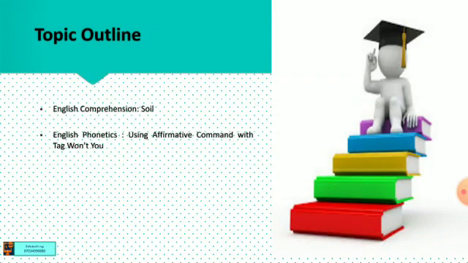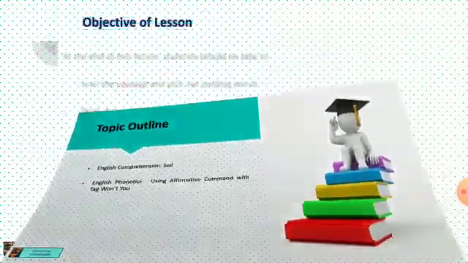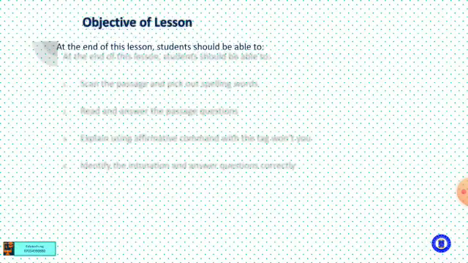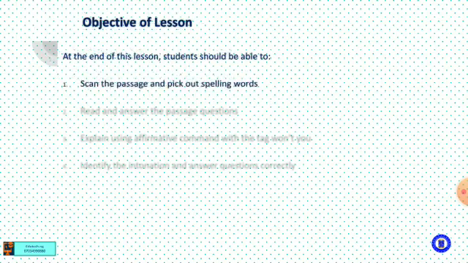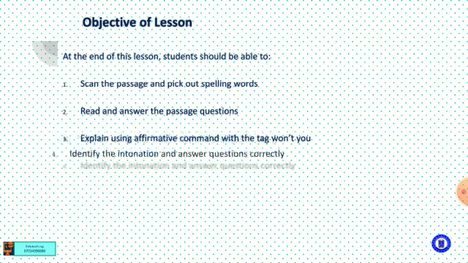On our outline today, we'll be covering two aspects of English in this clip: English comprehension and English phonetics, with the following lesson objectives. At the end of this lesson, it is expected that we scan through the passage and pick out new spelling words, read and answer the passage questions, explain using affirmative command with the tag "won't you?", identify the intonation and answer questions correctly.